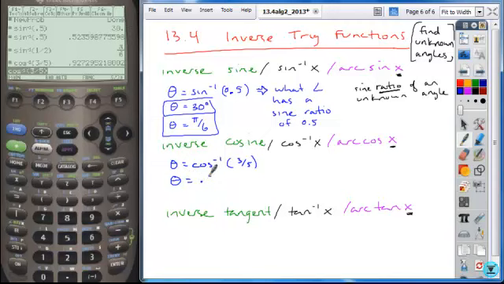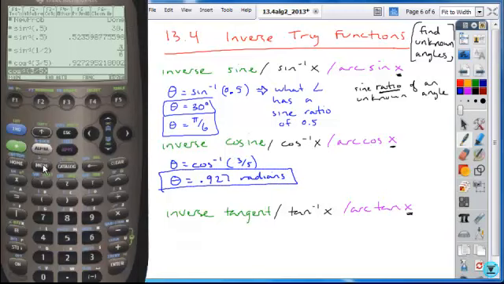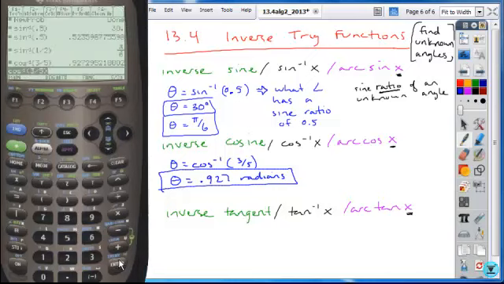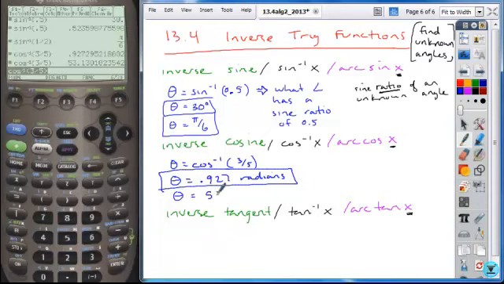Theta is equal to 0.927, and this would be radians. If I wanted to find the degree mode value of this, I change my mode and do the same calculation, put it in decimal form. And so the equivalent angle is 53.13 degrees if you were finding it in degree form.